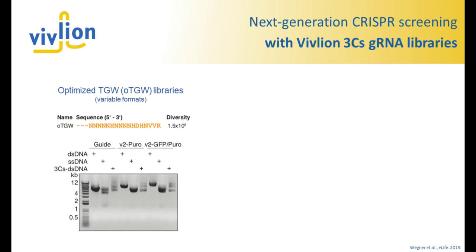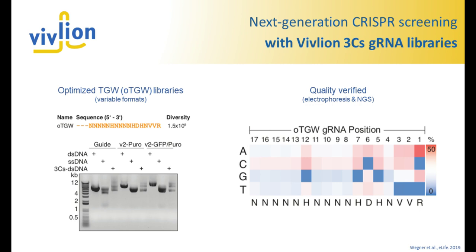We generated this reagent in pLentiGuide and pLentiCRISPR version 2 with Puro, as well as with a GFP marker, and those reagents are again quality verified, which we do by electrophoresis and also by NGS. This is showing you an example for the pLentiCRISPR version 2 library, where we confirm by NGS the IUPAC code that we had originally put in, demonstrating that we have these reagents at hand and we are sharing them. If you would like to read more about this, I kindly ask you to look at the publication that we are referring to here.